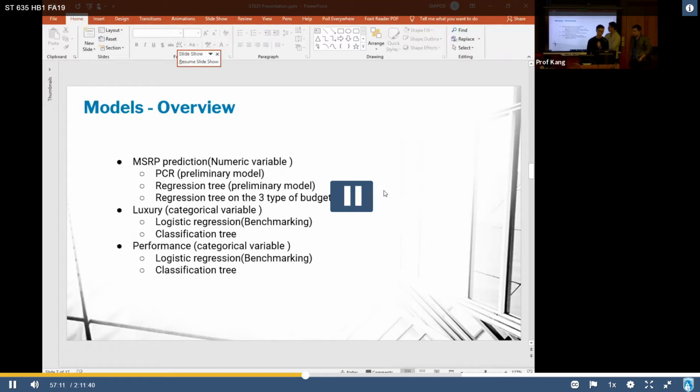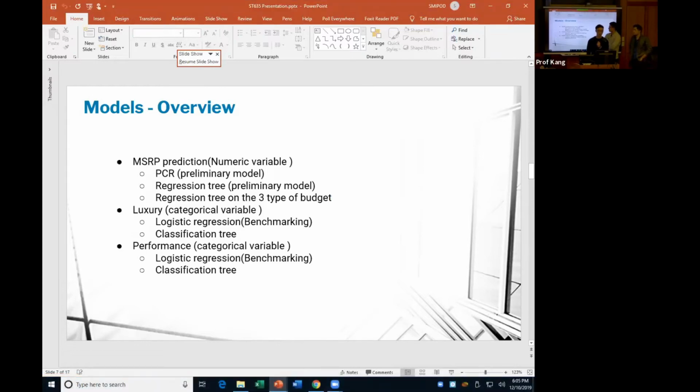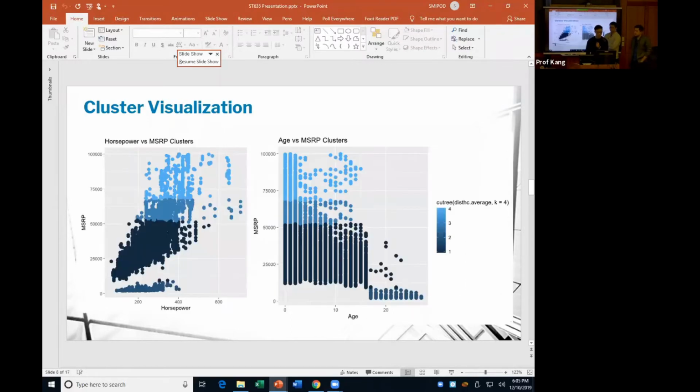Logistic regression as a benchmark, and we also use a classification tree to see if this model can perform better than the logistic regression. So I'm going to pass it to Fan to talk about the actual models we have built. Thank you.